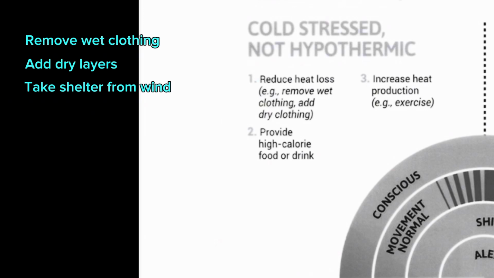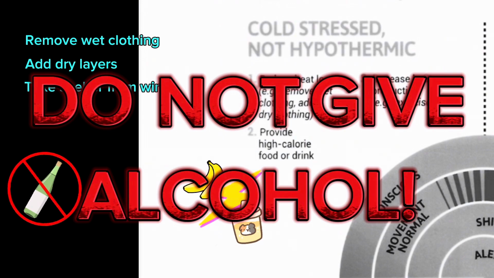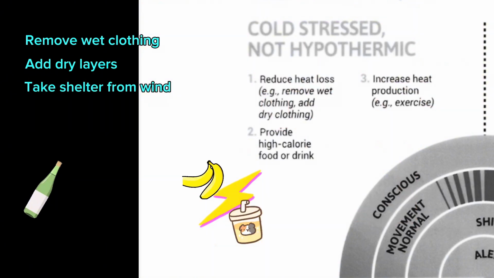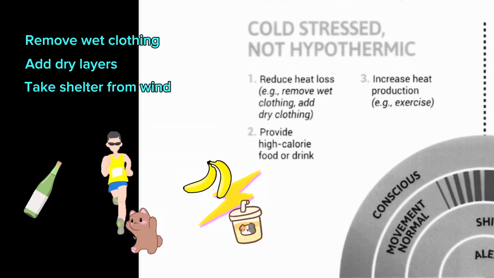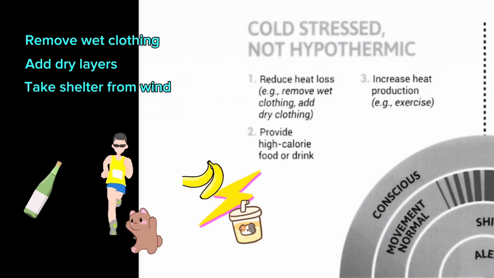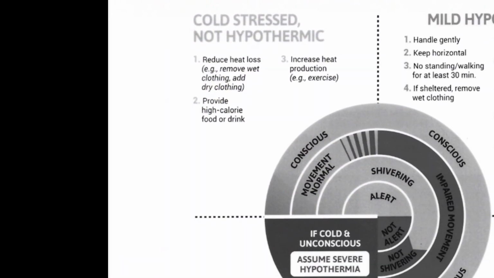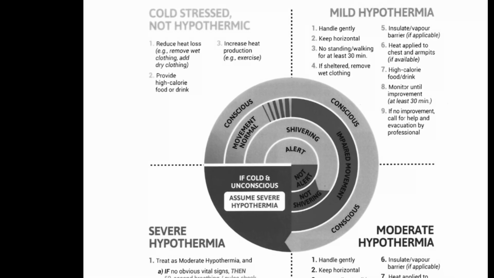Give them some high-calorie food or drinks, but remember this: do not give alcohol when the casualty is in danger of hypothermia. This may come as a surprise to you, but I will fully explain it in some other video. But for now, just take it from me, no alcohol in case of hypothermia. And then just encourage the person to move around, exercise, and make those muscles work. This will help their body to increase heat production. Okay, this is it. So now you know what to do with a cold stressed non-hypothermic patient.